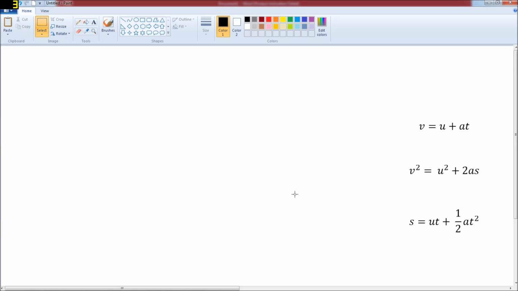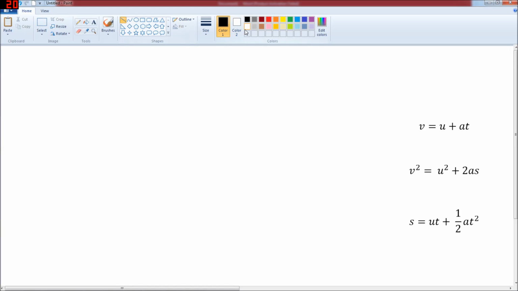Mr. Perry here, and today I wanted to take a look at a projectile motion question and really go through the theory of projectile motion. In order to solve any projectile motion problem, you're going to need these three equations: v equals u plus at, v squared equals u squared plus 2as, s equals ut plus a half at squared. Let's go through what these terms mean. V is the final velocity, u is the initial velocity, a is acceleration, t is a length of time, and s is a distance, or more specifically, a displacement.